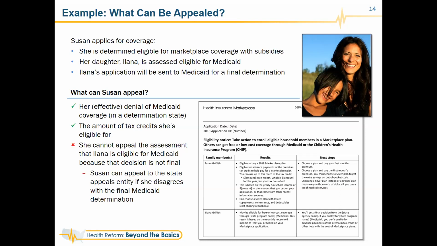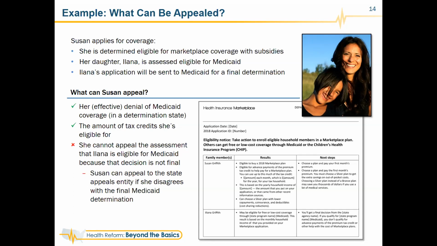Our first example involves Susan, who has a daughter, Alana. On her eligibility determination, it says that she is eligible for marketplace coverage with tax credits. Her daughter is assessed eligible for Medicaid. And her daughter Alana's application is going to be sent to her state's Medicaid agency for a final determination. So which of these are final determinations that Susan could appeal?